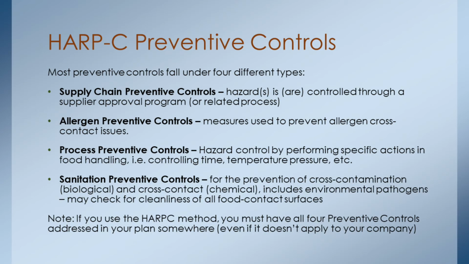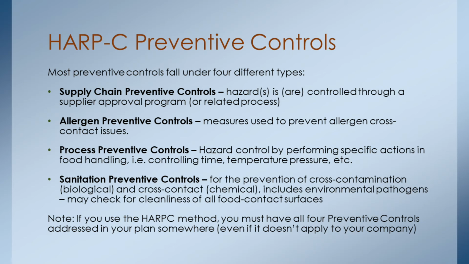Okay, so there are technically more than four, but in most cases you'll only ever use these. And so these are the main preventive controls I want you to know. And they are supply chain, allergen, process, and sanitation. So these are the four main ways in which a preventive control is applied in a HARPC plan.